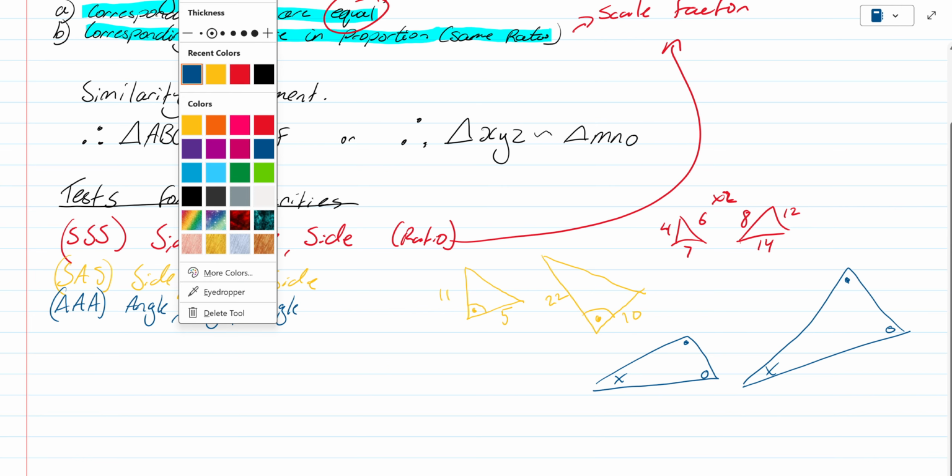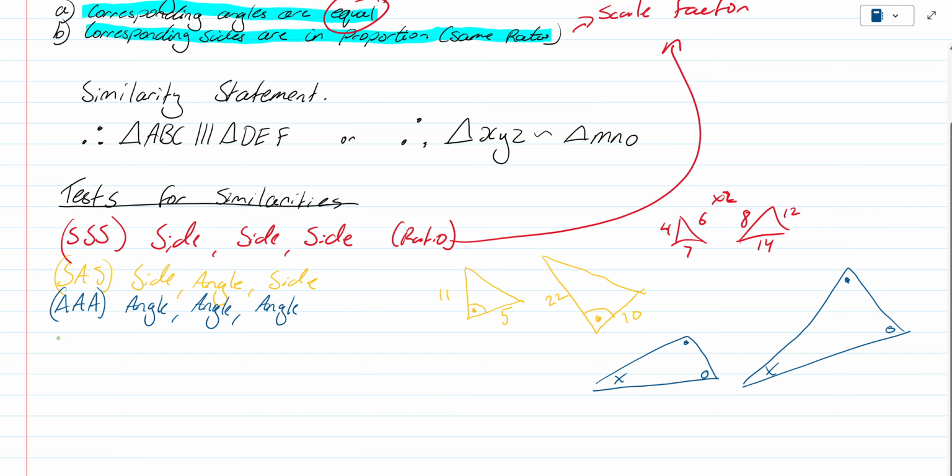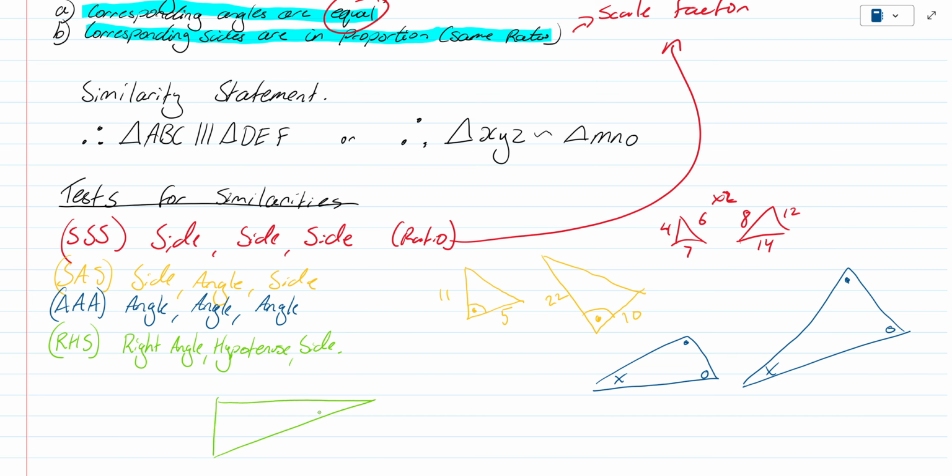The last one, and again this one's similar to our congruence test, is RHS. So when we have the right angle, the hypotenuse and another side. So if we were to have a triangle like this, hypotenuse of 5, side of 2, and maybe 15 and 6. So here we have a scale factor of times 3. Those two are similar.